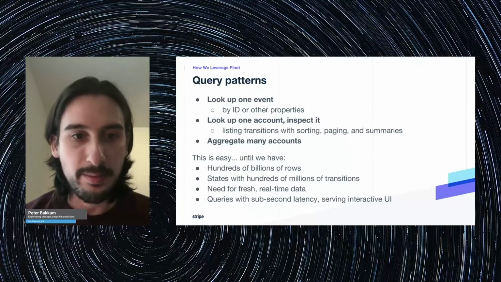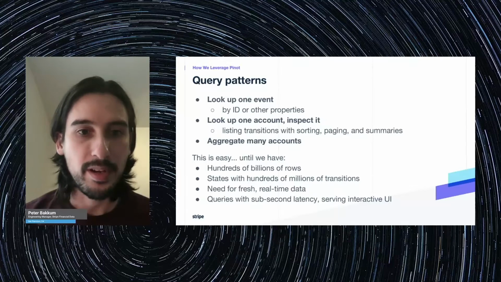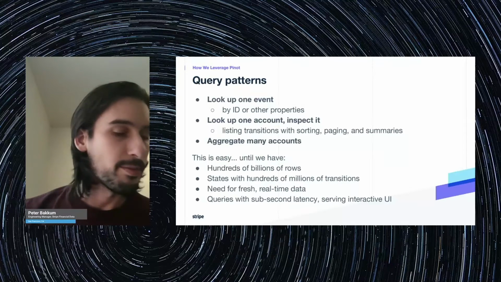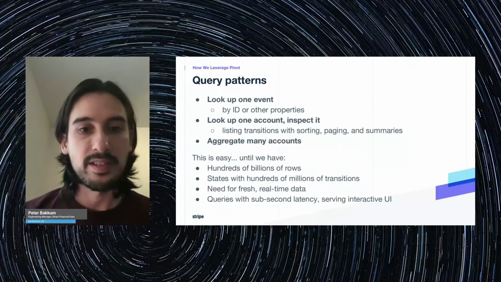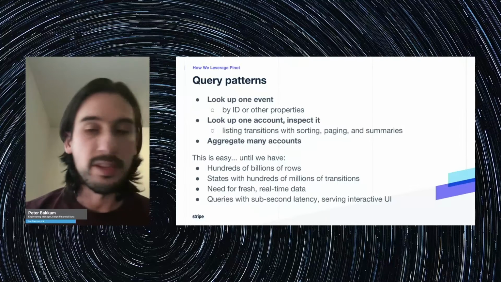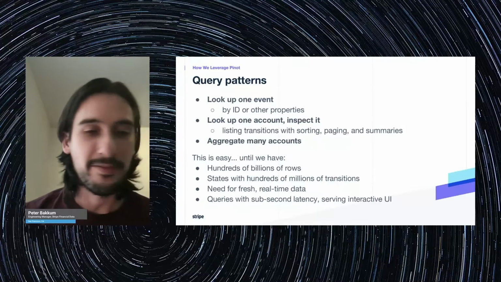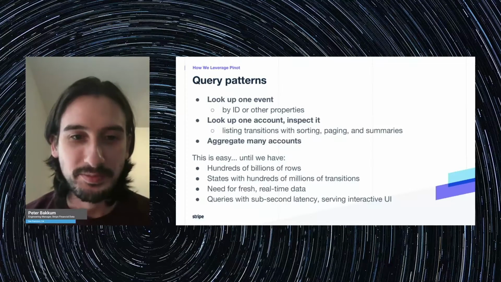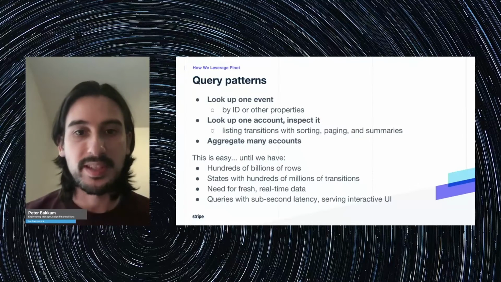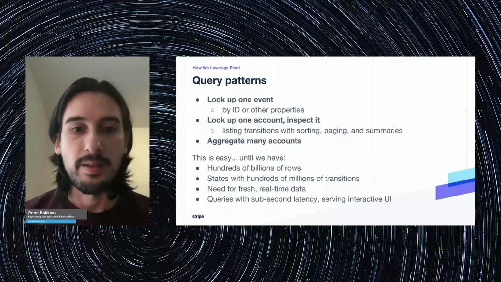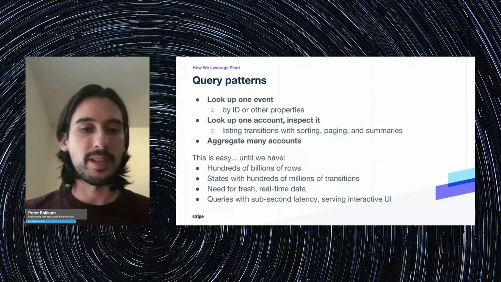So this is a pretty easy problem until you consider Stripe's scale. So this data set ends up with literally hundreds of billions of rows, accounts in the millions in many states of transitions. It needs to be very fast and fresh and up to date. And we need to be able to serve to internal customers with sub-second latency. So we need an interactive UI, think slice and dice view over this data.